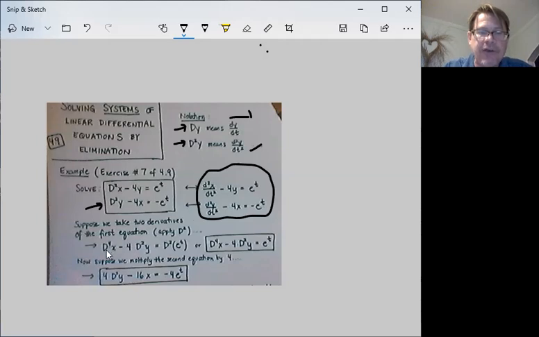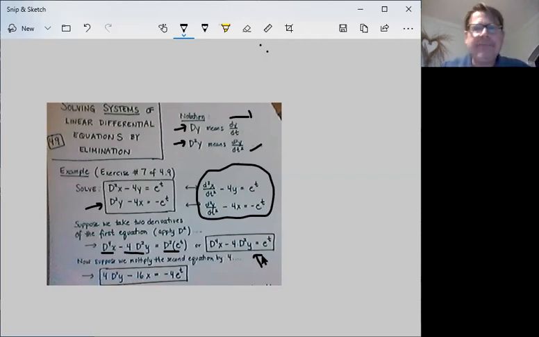So when we apply D squared to each of the pieces in the first equation, if you take the second derivative of the second derivative, you're going to get the fourth derivative, which we would call D4 of x. If we apply the second derivative to minus 4y, that just gives us minus 4 times the second derivative of y, using the constant multiple rule. And on the right-hand side, the second derivative of e to the t is just e to the t. So we've ended up with the fourth derivative of x minus 4 times the second derivative of y equals e to the t, by taking two successive derivatives of the first equation.